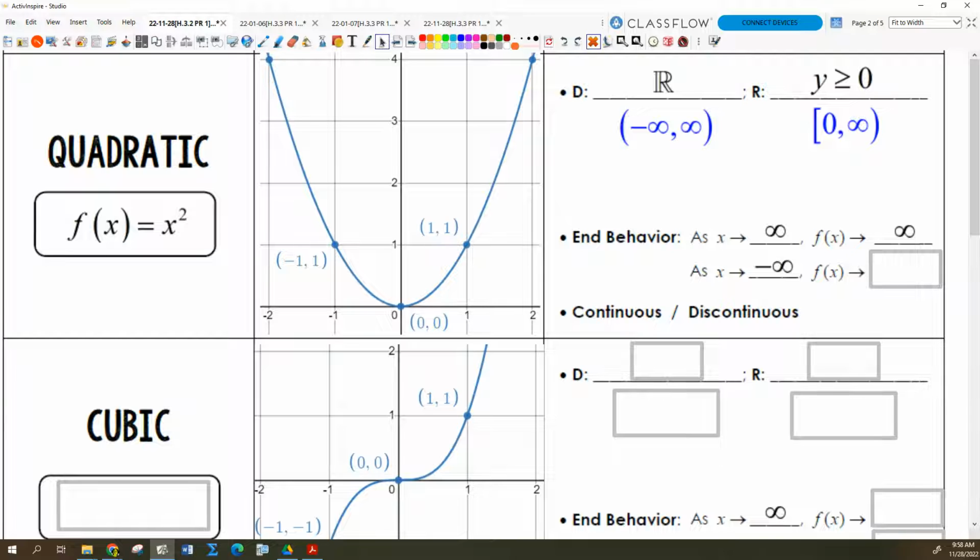Yeah, it's going up also, isn't it? Everybody see that? Okay, give me 1 to 5 so far. Does that make sense? Okay. All right. Let's see, Abby, thumbs up or down? Continuous? Yeah, it is. Absolutely. I can graph that whole thing without ever picking my pen off the board.